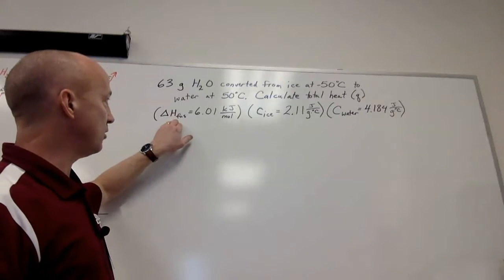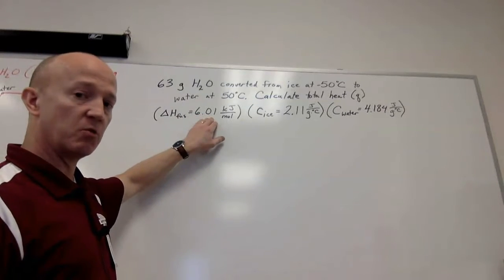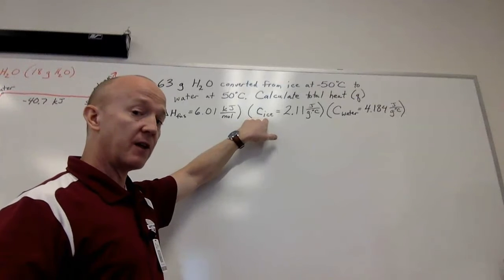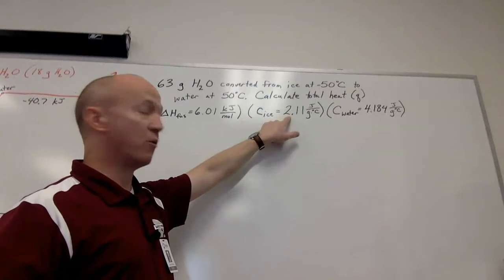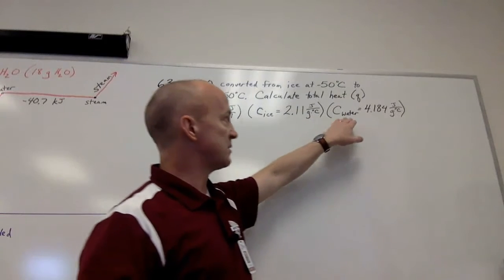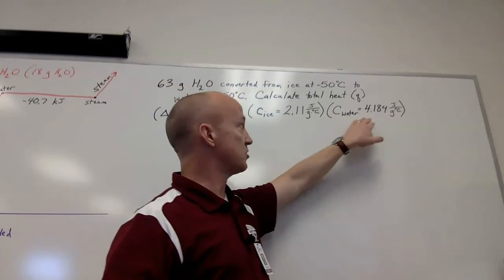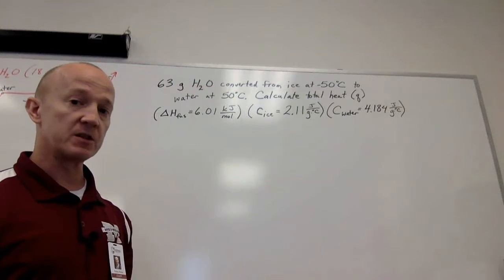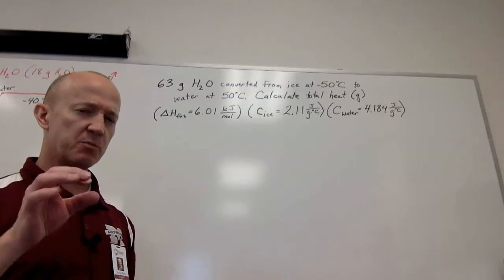The heat of fusion of water is 6.01 kilojoules per mole. The specific heat of ice is 2.11 joules per gram degree Celsius. And the specific heat of water, as we've used so far, is 4.184 joules per gram degree Celsius. So let's break it down.